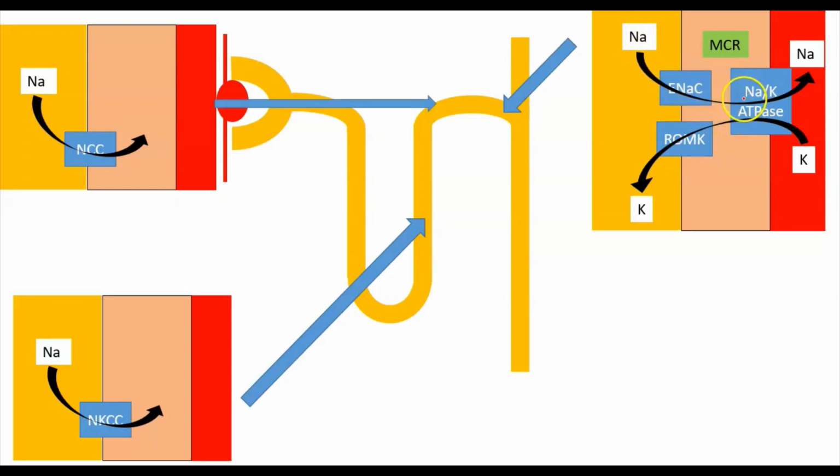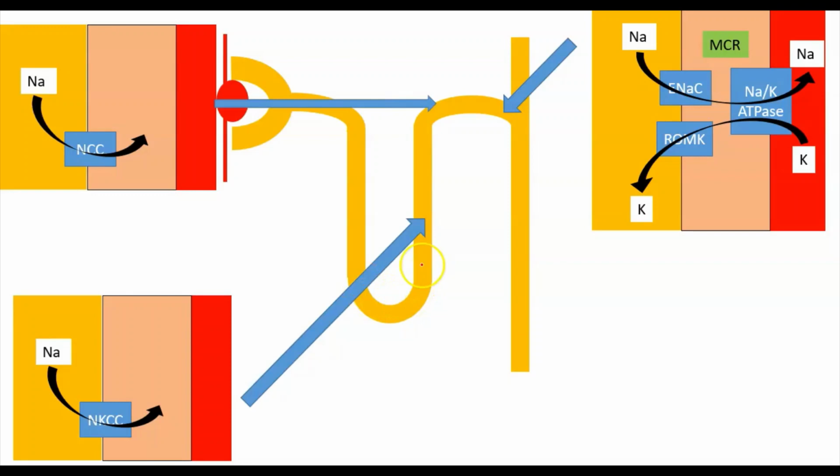And because of the function of the sodium-potassium ATPase, sodium is transported in one direction and potassium is transported in the other direction from the blood back into the cell, and because of the presence of ROMK, potassium is then excreted in this opposite direction, whereby sodium is being reabsorbed.